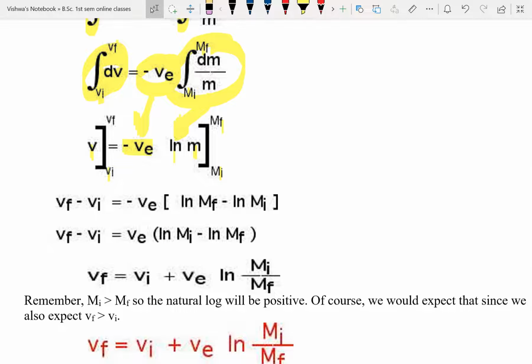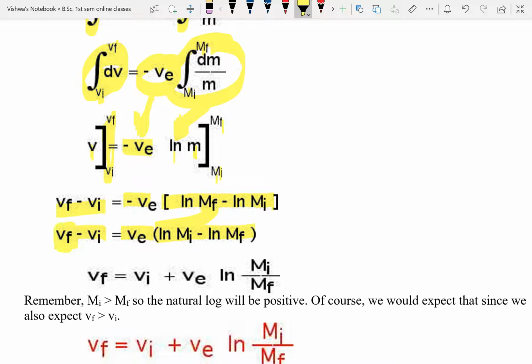So substitute these limits. When you substitute the upper and lower limits, then vf minus vi is equal to v as it is. When you substitute the mass limits, it becomes log of mf minus log of mi, that is final mass and initial mass. So vf minus vi equal to v. Now I am going to take this negative sign into the bracket, then it becomes ln mi minus ln mf.